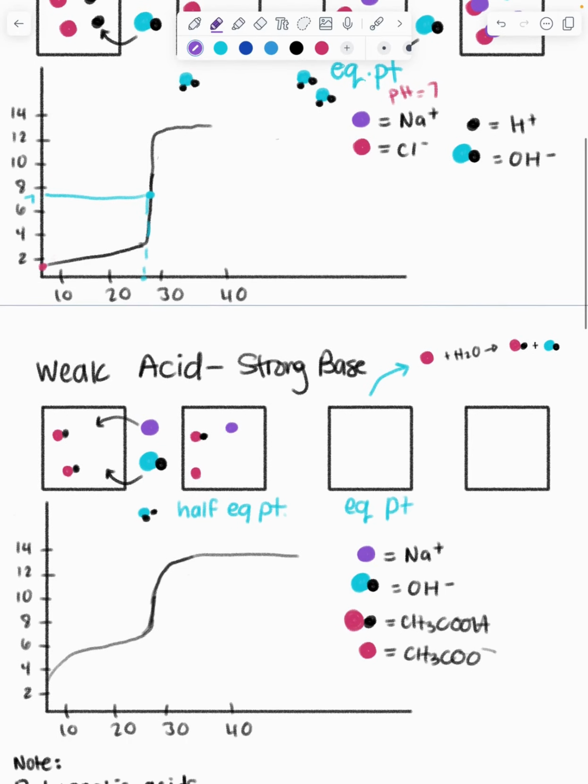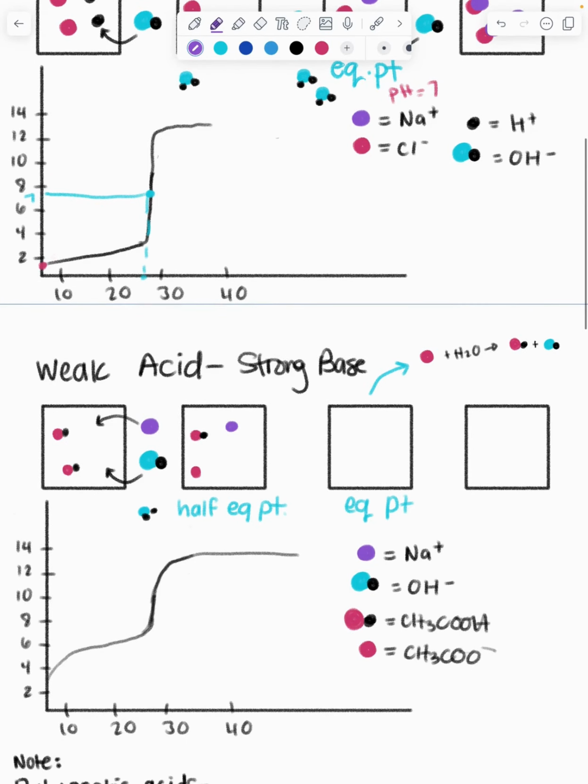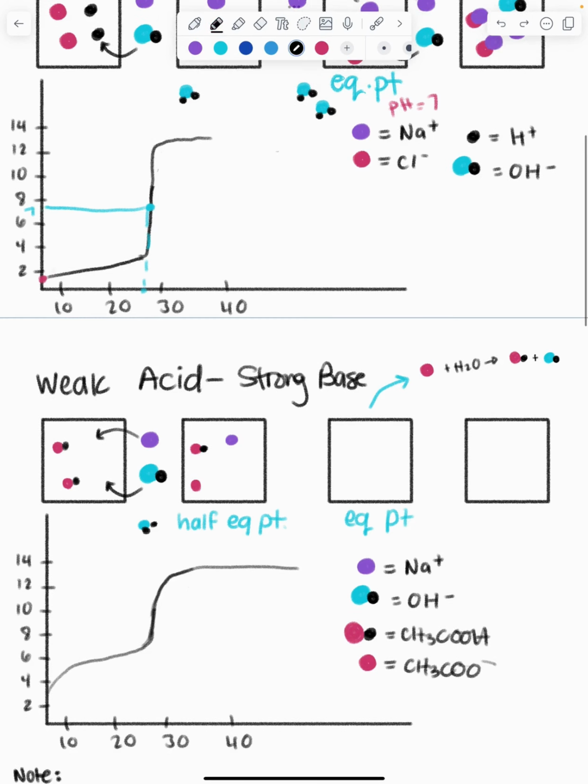Okay, so we call this the half equivalence point because the concentration of the weak acid and its conjugate base are equal. So at the half equivalence point, you can see I have 1 particle of my weak acid and 1 particle of my weak base. So concentration of weak acid and weak base are equal at the half equivalence point. Okay, and that looks like this on my graph, so here on this curve in the middle, my weak acid and its conjugate base are equal to each other.